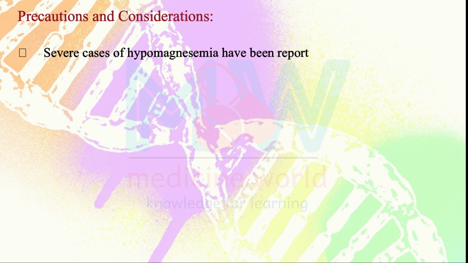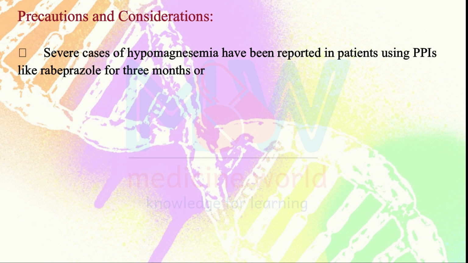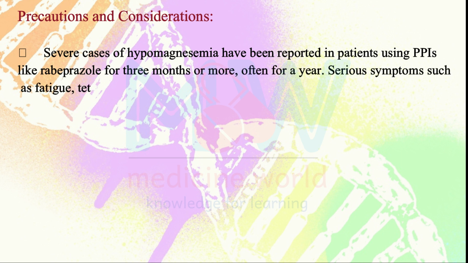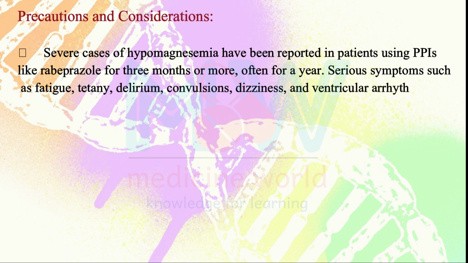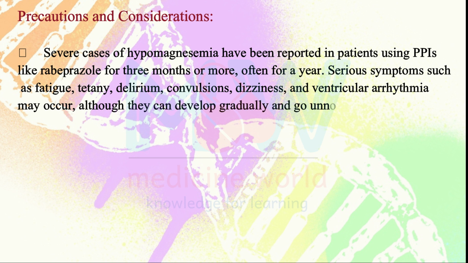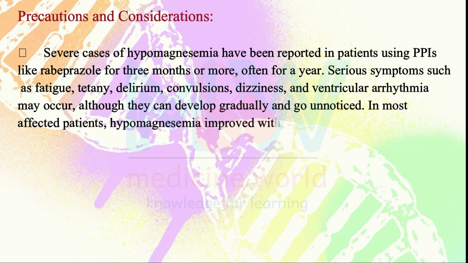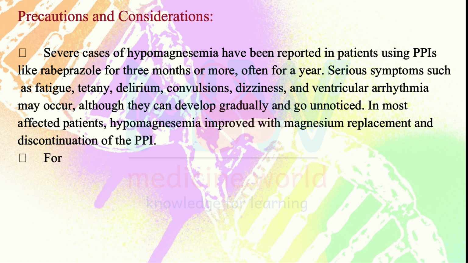Severe cases of hypomagnesemia have been reported in patients using PPIs like rabeprazole for 3 months or more, often for a year. Serious symptoms such as fatigue, tetany, delirium, convulsions, dizziness, and ventricular arrhythmia may occur, although they can develop gradually and go unnoticed. In most affected patients, hypomagnesemia improved with magnesium replacement and discontinuation of the PPI.